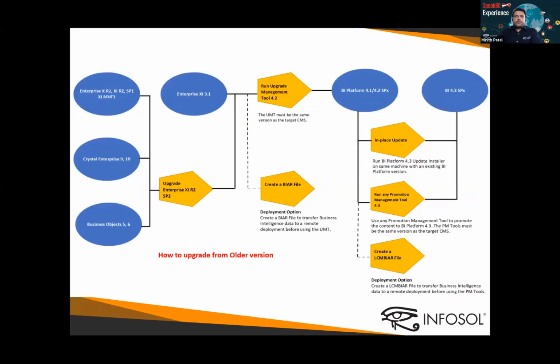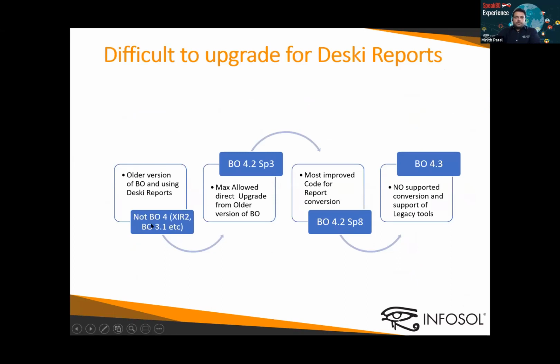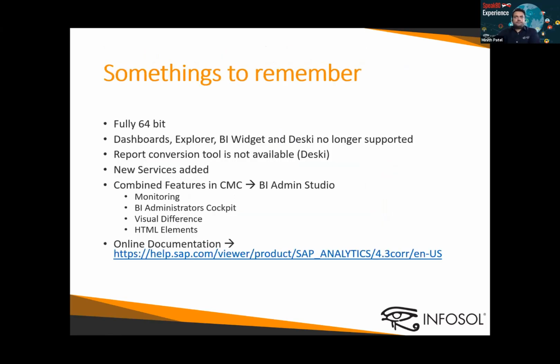A few things really quick. If you're on an older version, things are going to get really difficult for you. If you're on 3.1 or an older version right now, you have to hop on to 4.2 SP3. That's the max you can go with your existing content. Then you have to hop on to SP8, which has the most revised code, and then you can hop on to 4.3. So if you're on a really old version, you're not going to like the upgrade path. But that's where we're at with it.